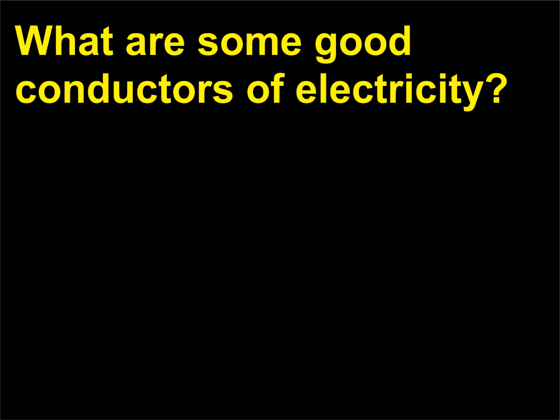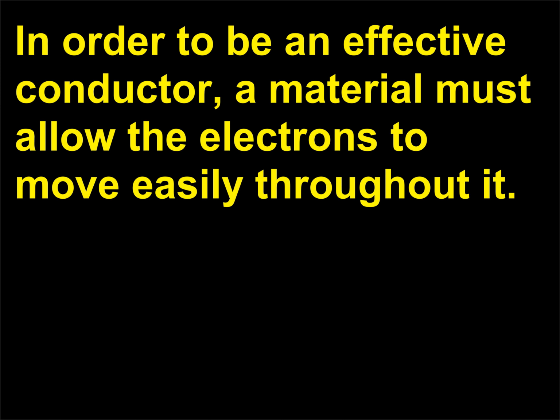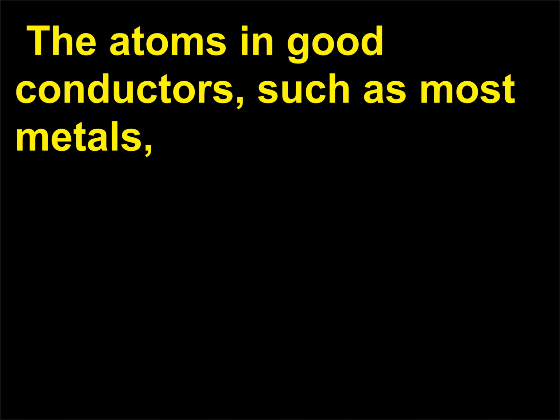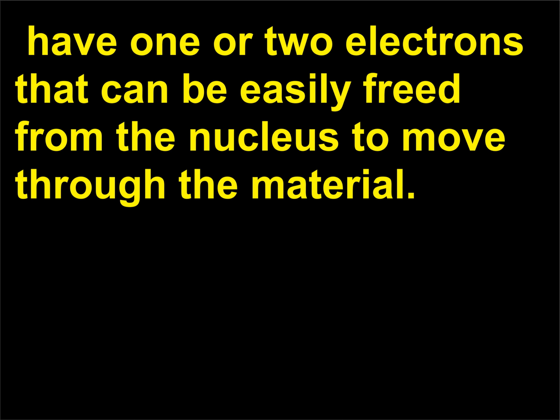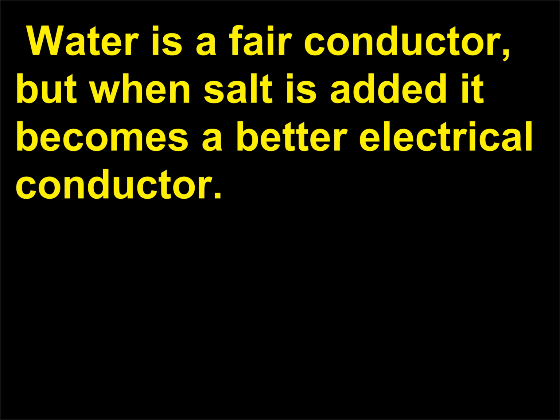What are some good conductors of electricity? In order to be an effective conductor, a material must allow the electrons to move easily throughout it. The atoms in good conductors, such as most metals, have 1 or 2 electrons that can be easily freed from the nucleus to move through the material. Water is a fair conductor, but when salt is added it becomes a better electrical conductor.